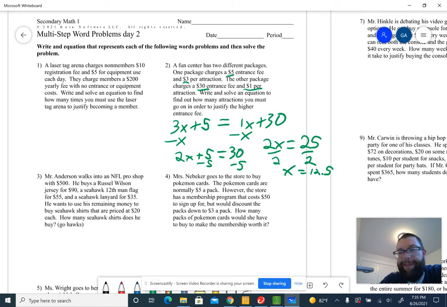If this was on the test, which it's not, we're nicer on the test, but if it was, I would probably accept 13 or 12.5 as answers. 12 would not be enough to justify it. But that's probably what I would do.